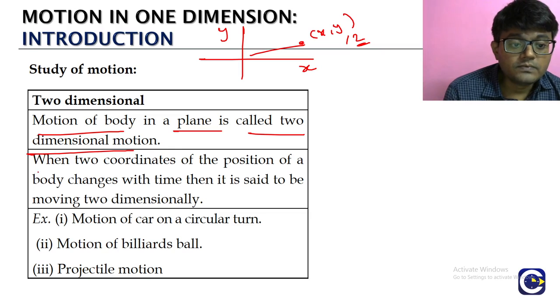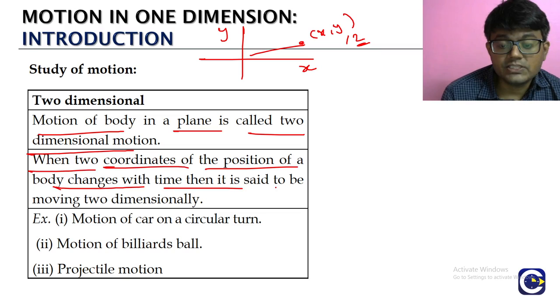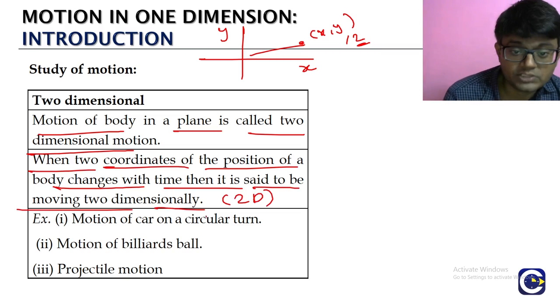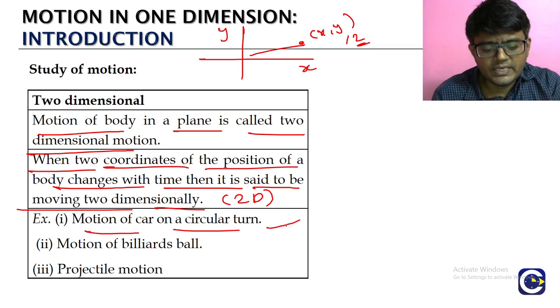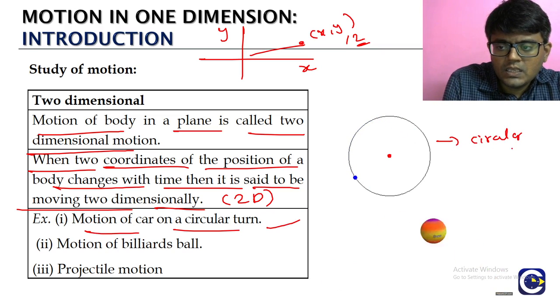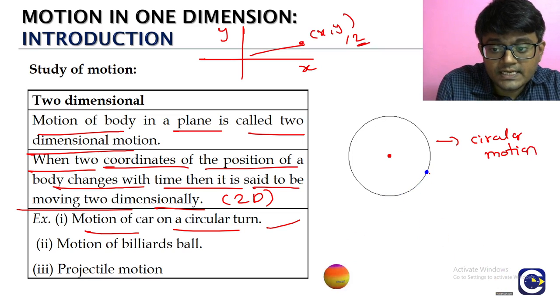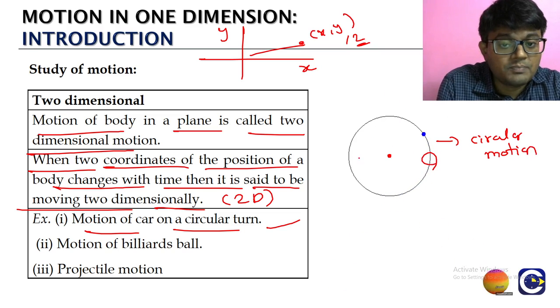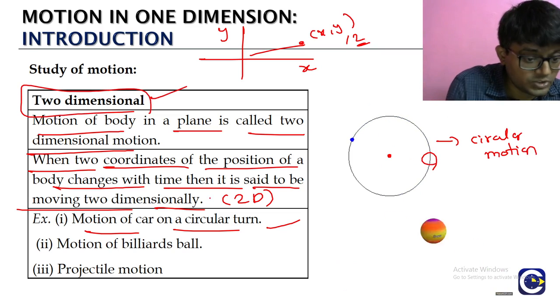So when two coordinates of the position of a body change, then what do we say? We'll say it is a 2D motion or two-dimensional motion. The best examples are what? Motion of a car in a circular turn. Why car? Any object you take, look at this now. This is the circular motion. It is an example of the 2D. You can see that the blue color object is going in what? A circular path. We'll discuss it when we go to the study of two-dimensional motion.